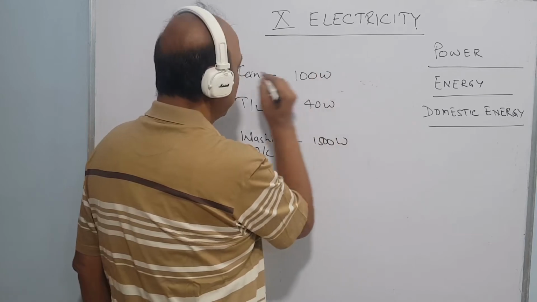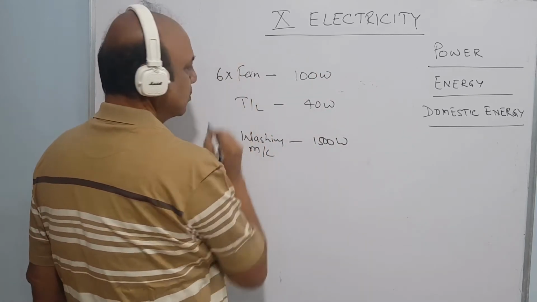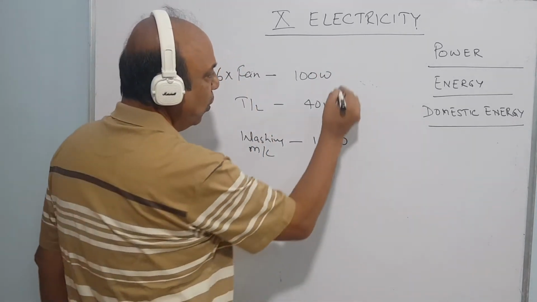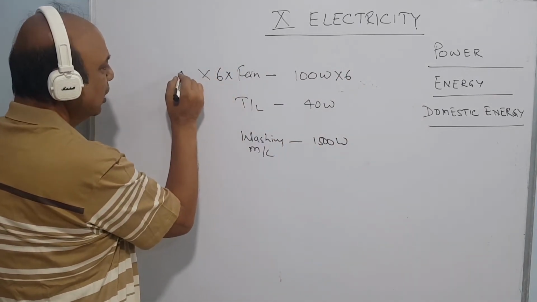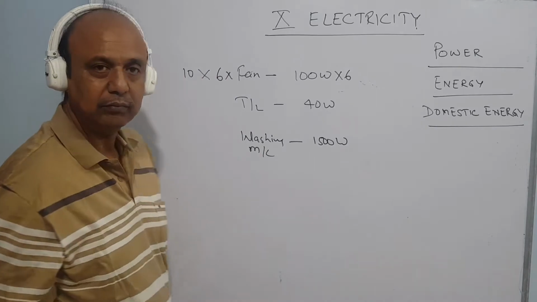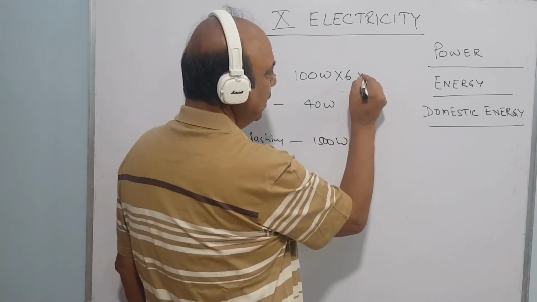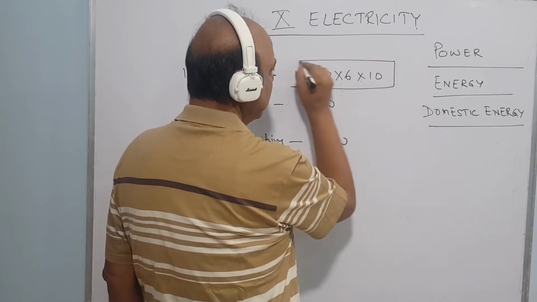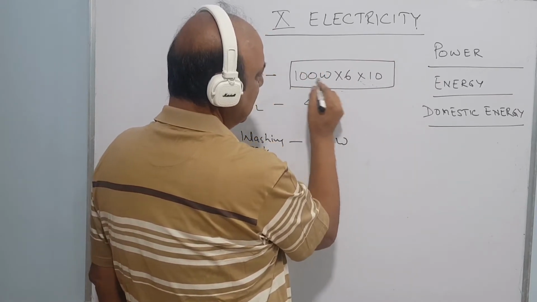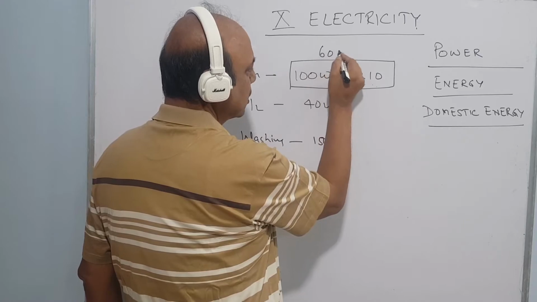Suppose there are 6 fans, so I will keep here 6, and they run only for say 10 hours. So I will write 10. So this makes it this many watt hours. How many? 6,000 watt hours.